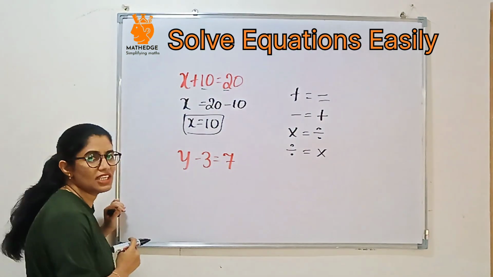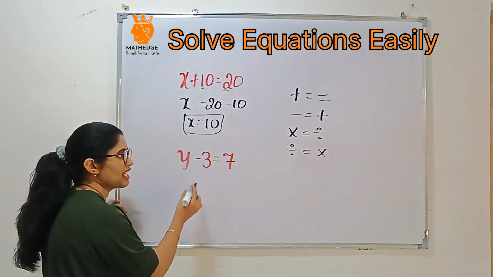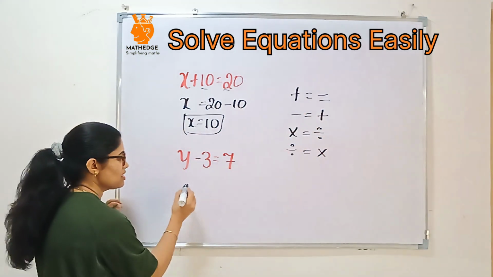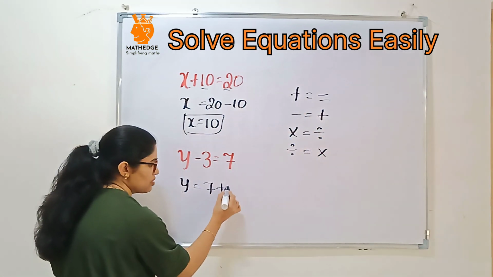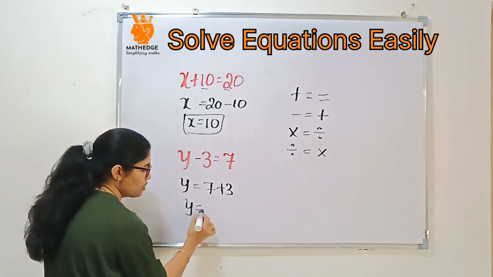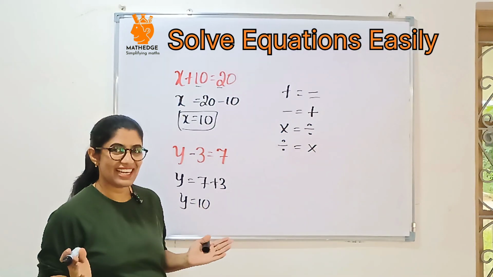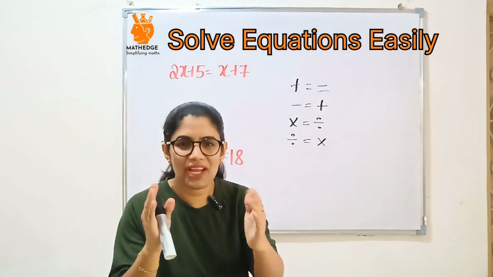So here, y minus 3 is equal to 7. Here we have a negative. If you send the negative to this side, it will become positive, right? So keep y here only, then 7. This 3 goes to this side, 7 plus 3, then y is equal to 10. Easy, right? Let's solve some more examples.